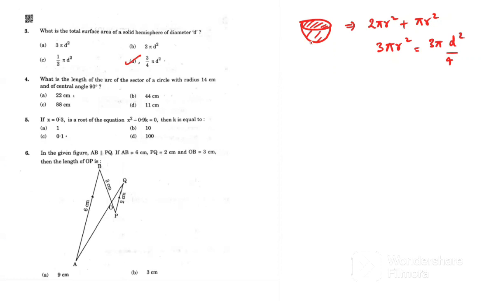Question number 4. What is the length of the arc of a sector of a circle with radius 14 centimeter and the central angle is 90? So basically the arc is something like this. The central angle is 90 degrees, and we know that the length is equal to r into theta.